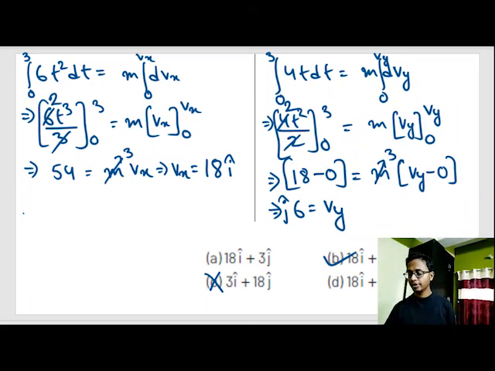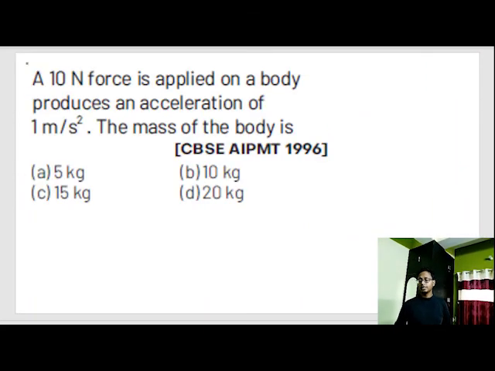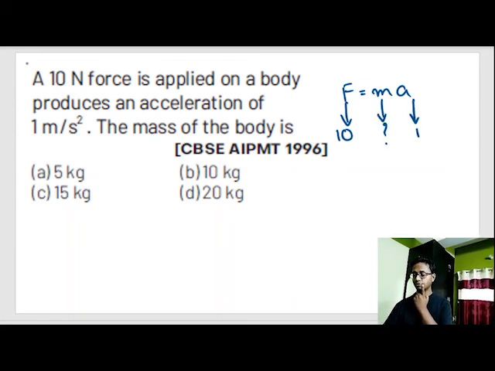Now let's read the next question. A 10 Newton force is applied on a body, and it produces an acceleration of 1 meter per second square. The mass of the body is? F is equal to ma. Force is given as 10. Mass is not given. Acceleration is given as 1. So can I say mass is equal to 10? No.